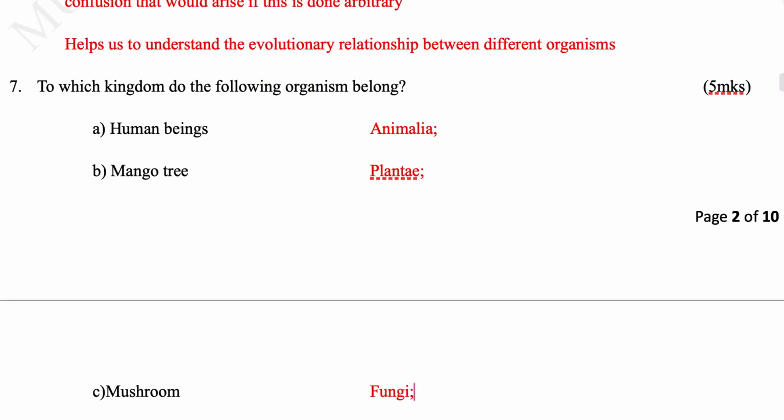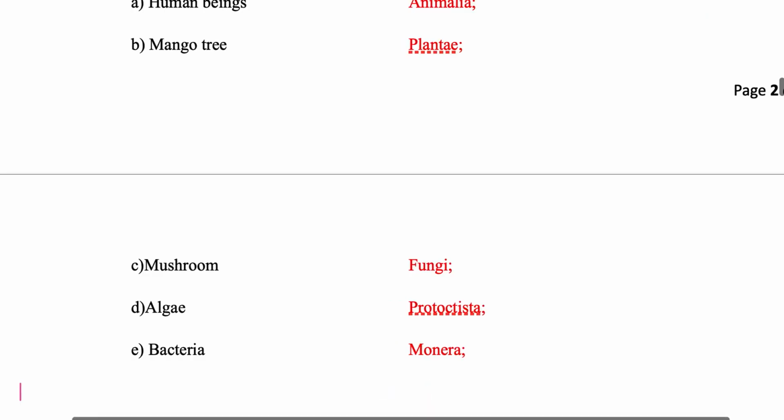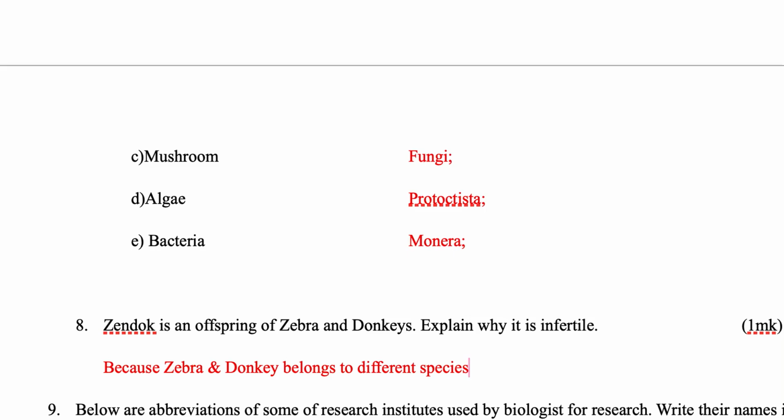Question 7. To which kingdom do the following organisms belong? Human beings, Animalia. Mango tree, Plantae. Mushroom, Fungi. Protoctista. Bacteria, Monera. Zedonk is an offspring of a zebra and donkey. Explain why it is infertile. Because zebras and donkeys belong to different species.